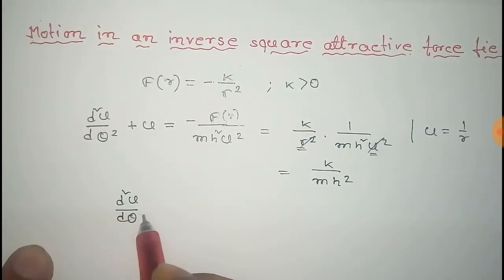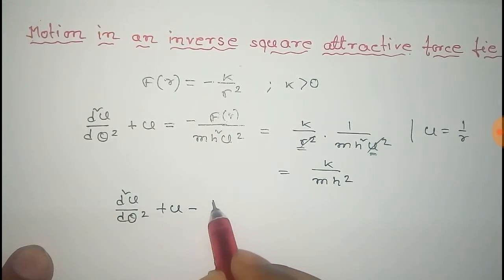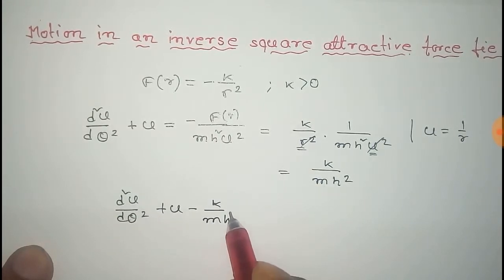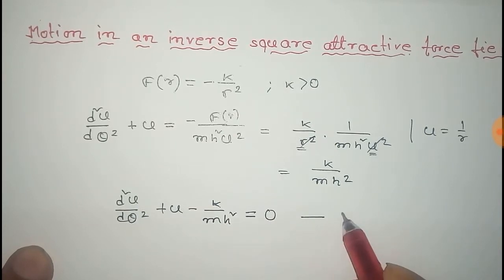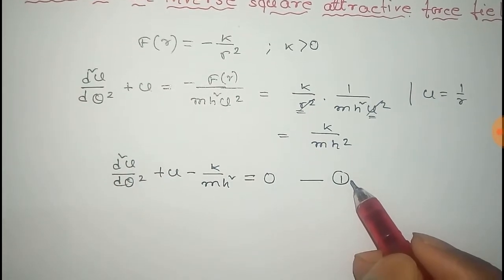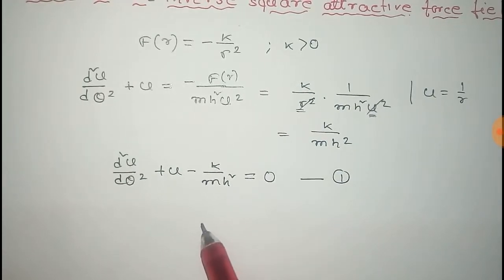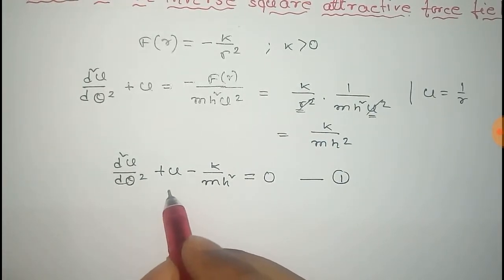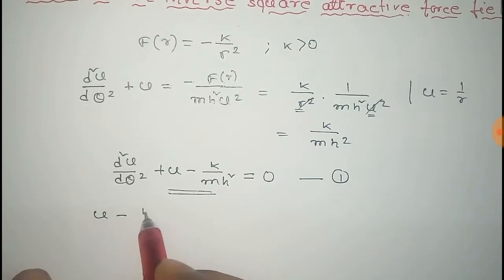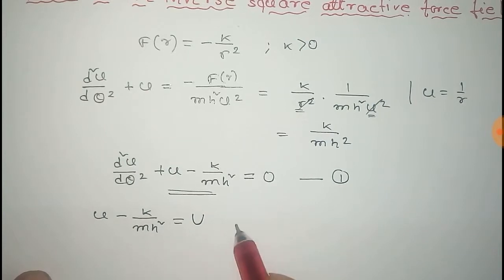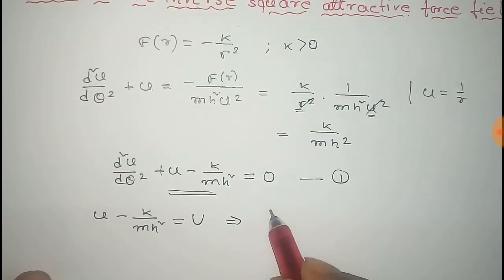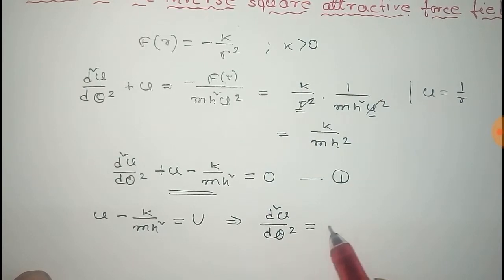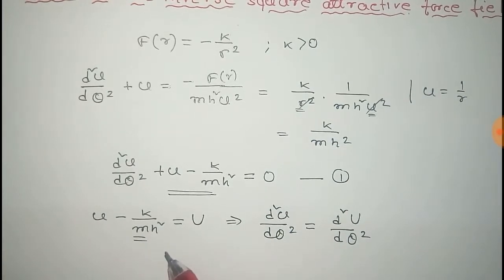From this we get d2u by d theta square plus u minus k by m h square equals 0. That is equation number 1. Now we consider that this term, u minus k by m h square, is equal to a new quantity, that is capital U. Now differentiating on both sides with respect to theta 2 times, we get d2u by d theta square equals d2 capital U by d theta square, because this term is constant.